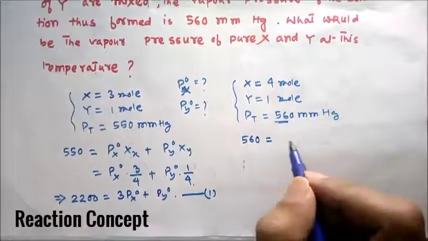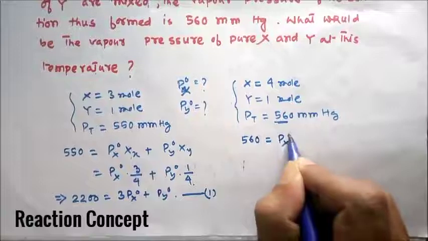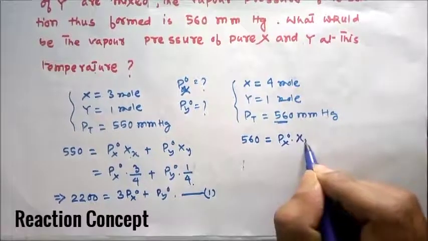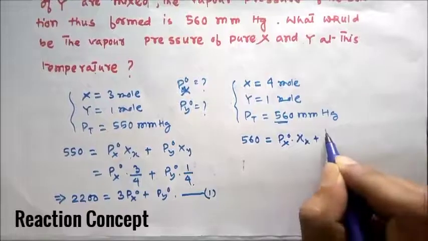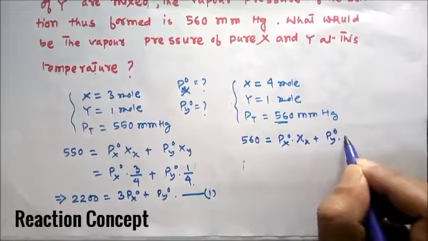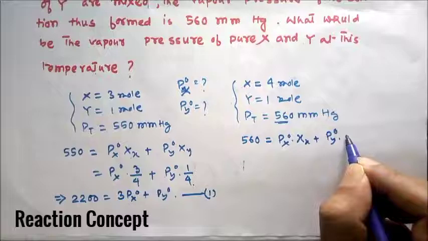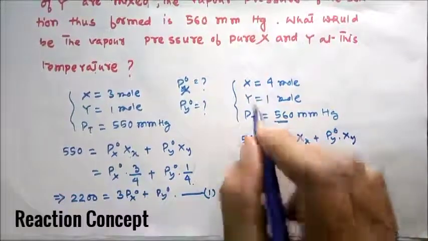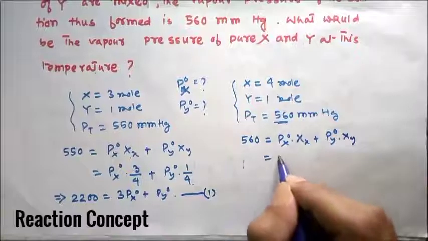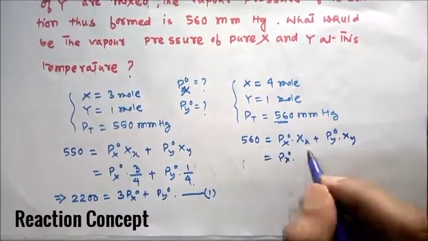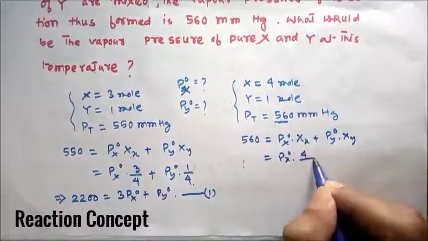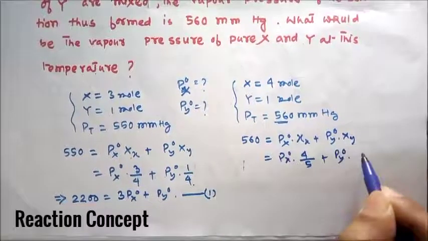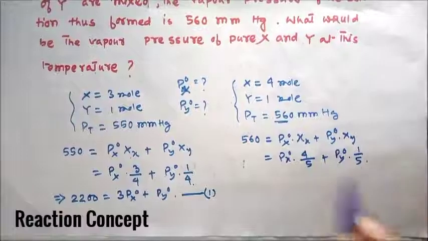Then the mole fraction of X and mole fraction of Y into vapor pressure of Y in its pure state. This is Raoult's law for this condition. This will remain as this, and mole fraction of X would be 4/5, and this would be 1/5.